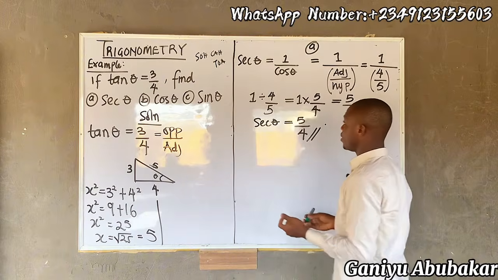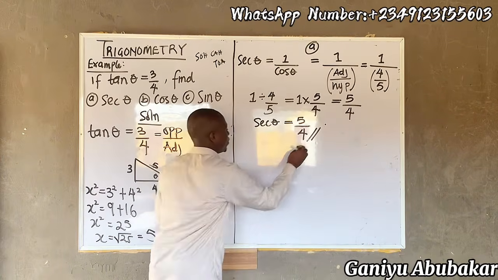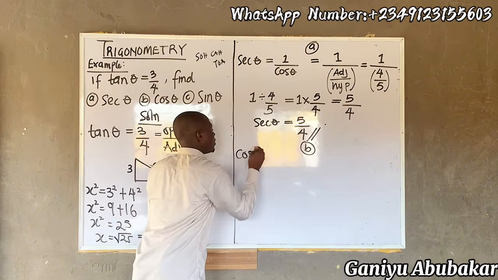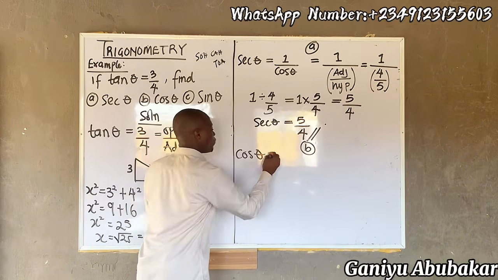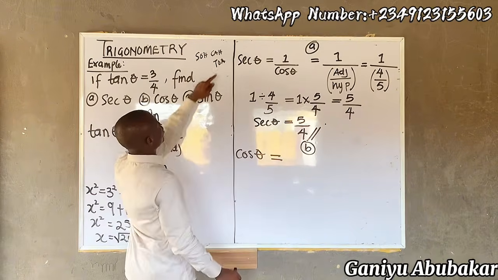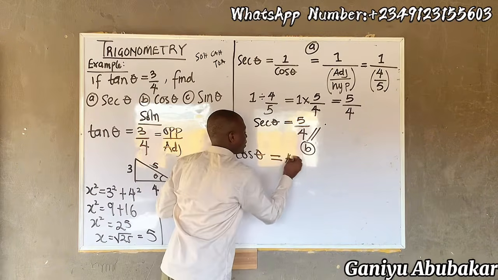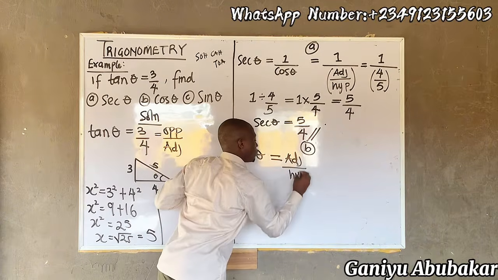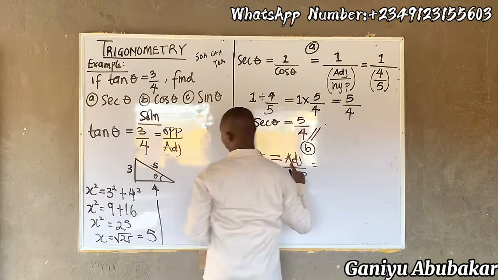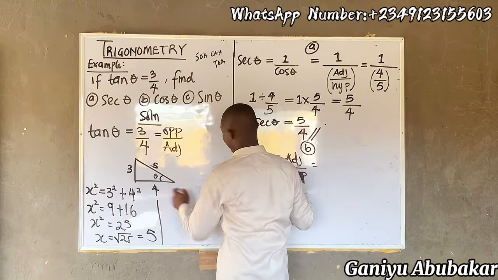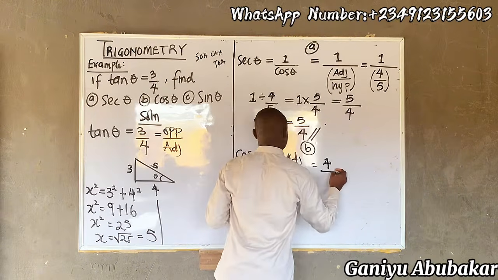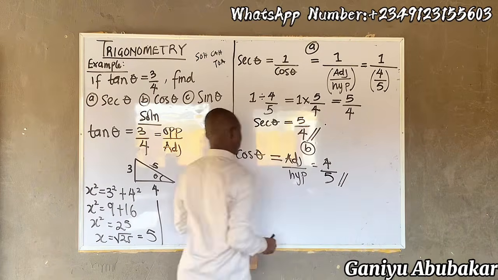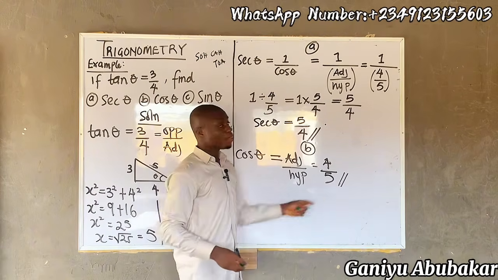Let's solve for B. For question B, I have cos theta, right? What do we know as cos theta? Cos is adjacent over hypotenuse. What is the adjacent here? That's 4, over hypotenuse, which is of course 5. So that's all. This is how you find cos theta.